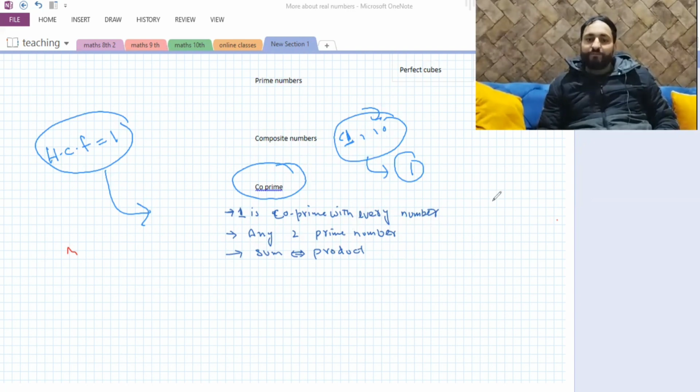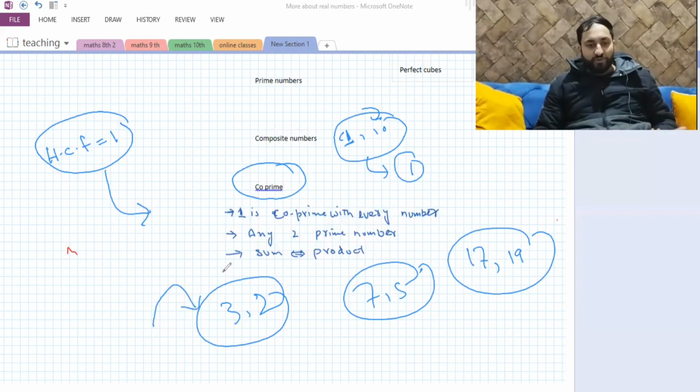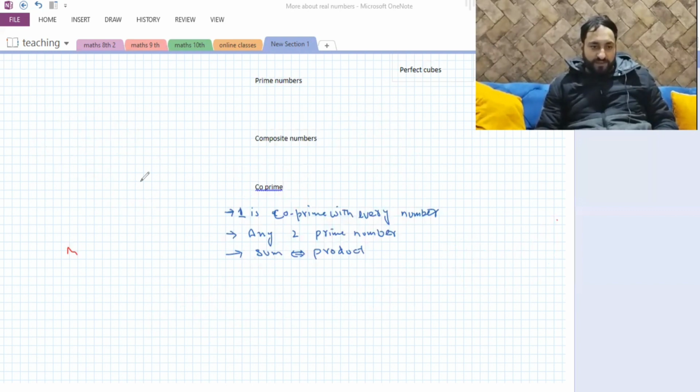Any two prime numbers are coprime with each other. Suppose 17 and 19, they are coprime to each other. 7 and 5, they are coprime to each other. 3 and 2, they are coprime to each other. There's one more fact about coprime numbers. If you take two coprime numbers and add them up, suppose this is x, and if you multiply them, you get y, these two numbers will also be coprime to each other.